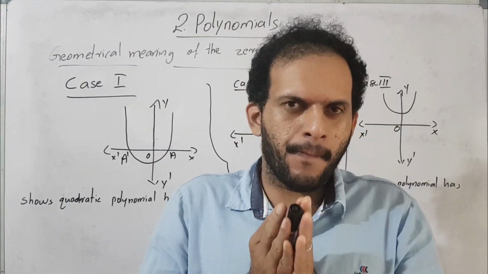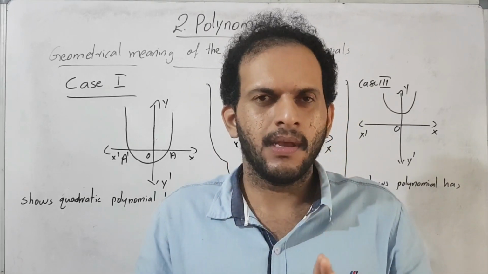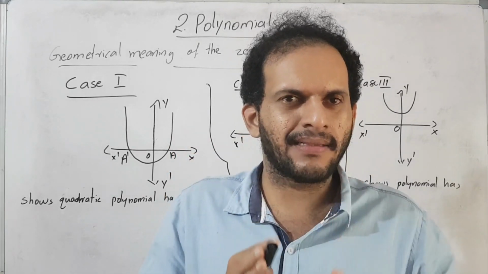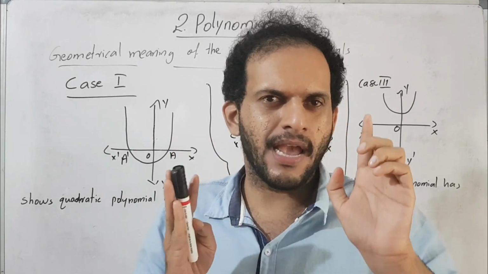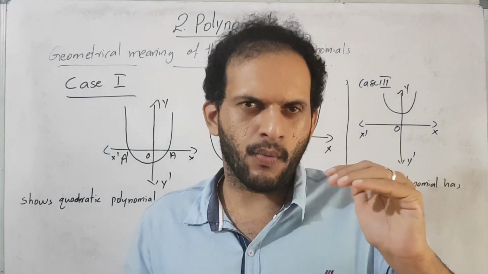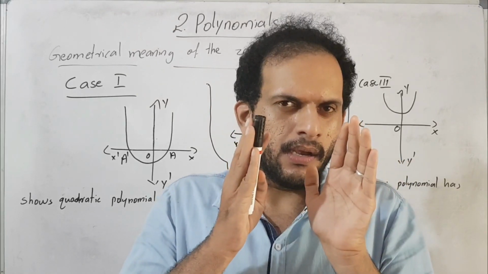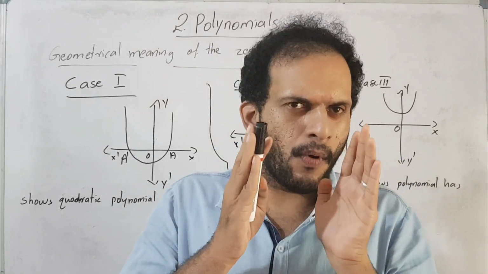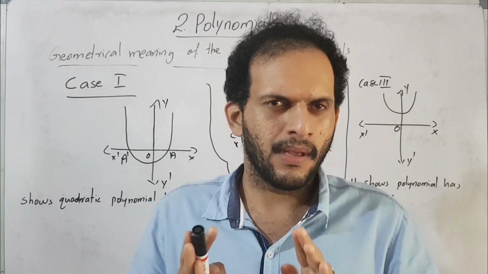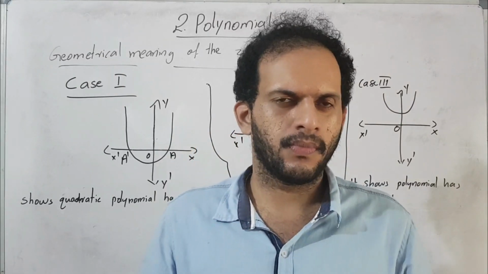In general, p of x is a polynomial of degree n. The graph of p of x intersects the x-axis at most how many points? At most n points. Okay, what does that mean? It means that if the degree of the polynomial p of x is n, then p of x has at most n zeros.